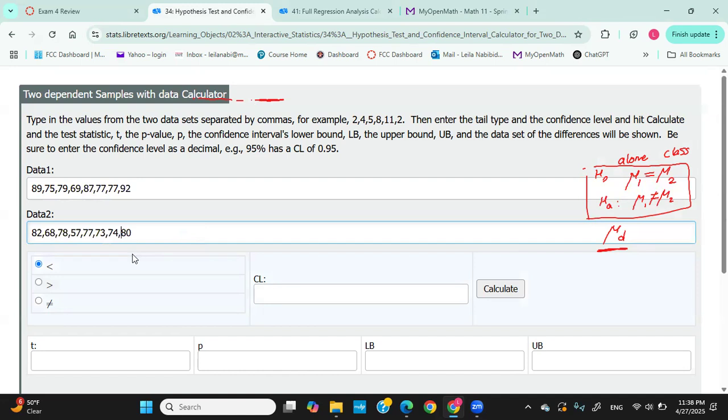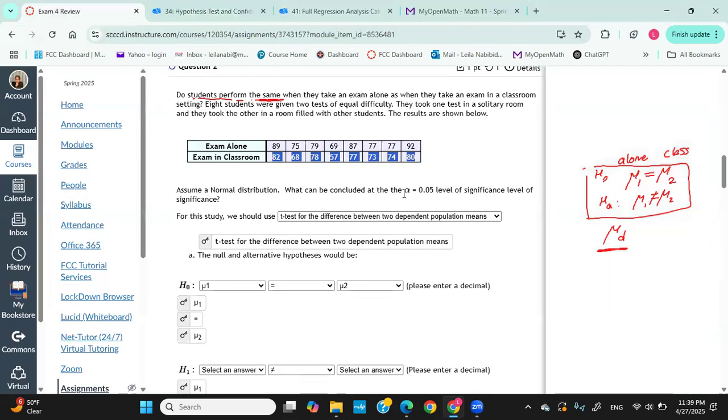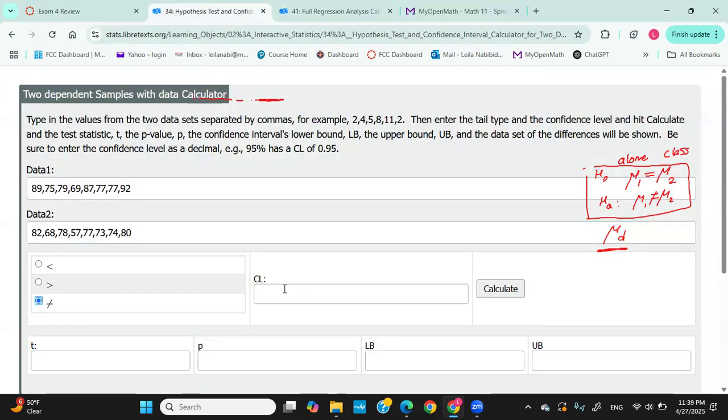Okay, now we need to choose if it's less than, greater than, or not equal to. Since we chose not equal to for the alternative, we choose this one. Then it's asking you what's the confidence level. The confidence level is 1 minus alpha. When alpha is 0.05, that means the confidence level is 0.95.